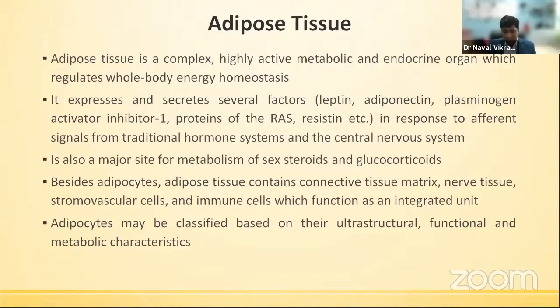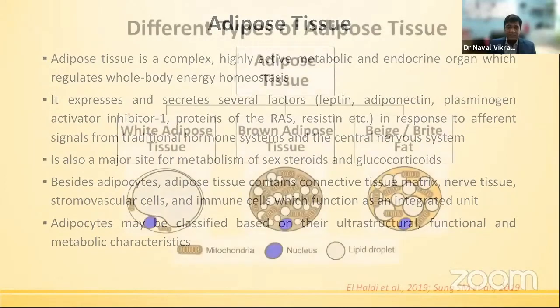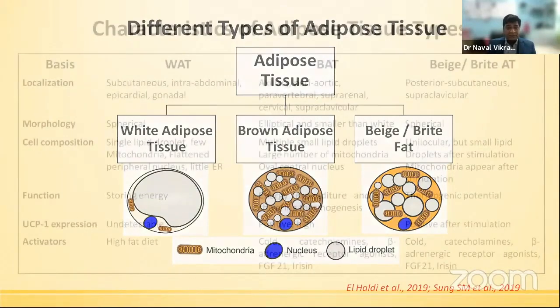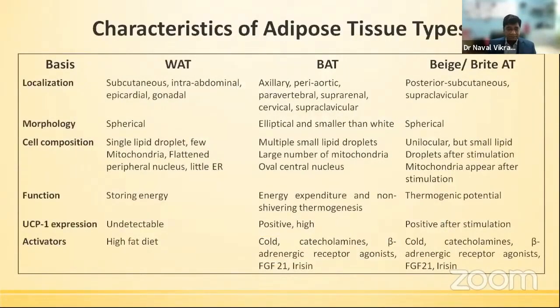Not only adipocytes, other types of cells are also there in the adipose tissue, which have their own functions. Now, the classification of adipocytes is based on a few parameters. They are classically divided into white adipose tissue, brown adipose tissue, and the beige or the bright adipose tissue. The division is based on several factors such as localization, morphology, cell composition, and other things.